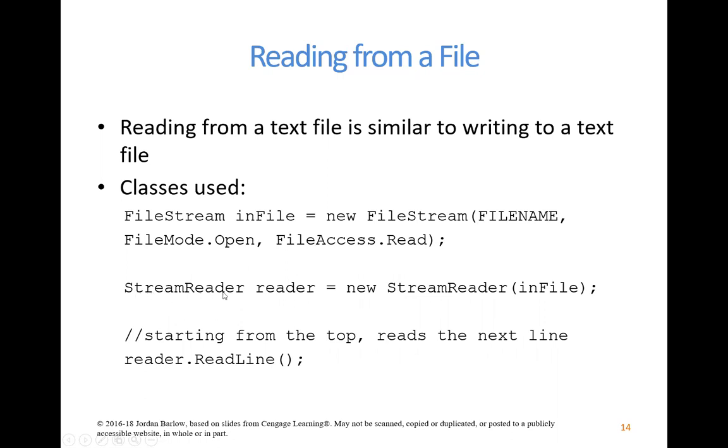Now we create a stream reader instead of a stream writer, but it's the same syntax. We use the file stream object name inside the parentheses. And then instead of using the write line method, we'll use the read line method. And starting from the top, the read line method reads the next line. So if there are 3 lines of data in your file, then you'd want to have 3 lines of code saying stream reader name dot read line.